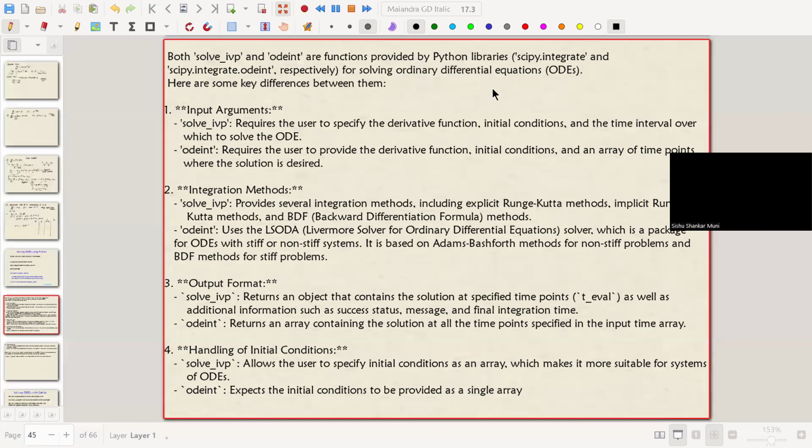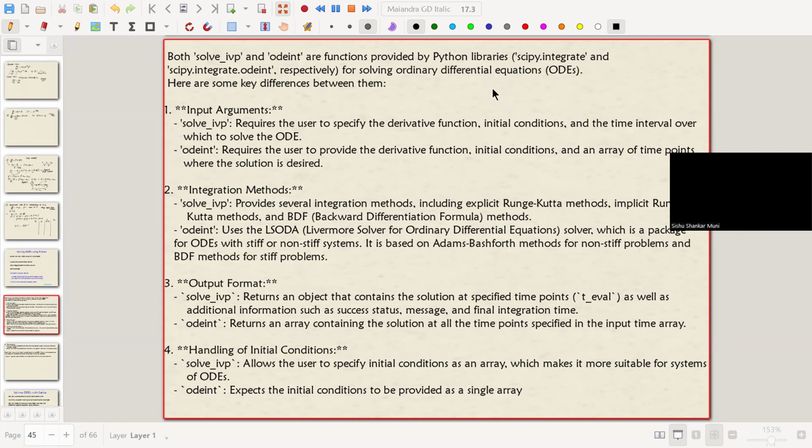Let me show. Apart from odeint, there is something known as solve_ivp. Okay, solve initial value problem. All right, that's also another function. Now it's up to you which one to use. You can use solve_ivp or odeint. It's up to you. But the way they take the input arguments is a bit different. Okay, odeint needs a certain set of arguments, and solve_ivp needs a bit different arguments. Okay, we'll see.